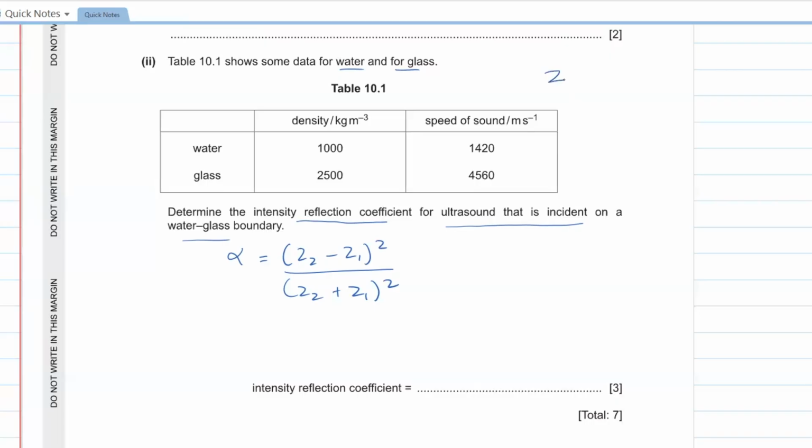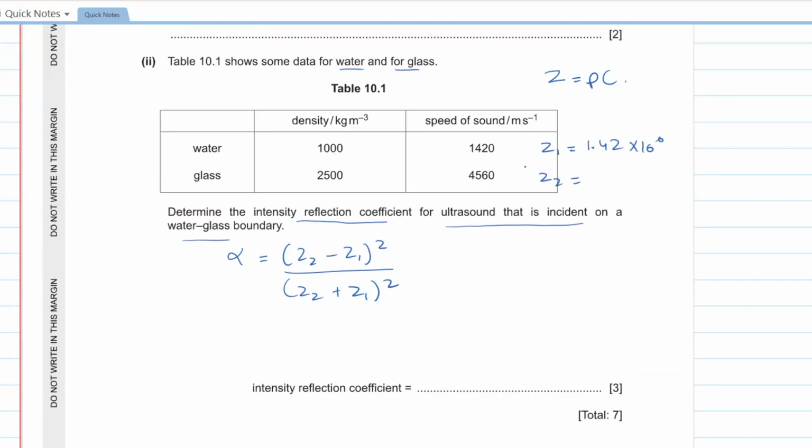Z has a very simple formula. You take the density and multiply it with the speed of sound. What is the density of water? 1000. What is the speed of sound? 1420. Can you calculate the Z1, or the Z for water? 1420 into 1000. This comes out to be 1.42 into 10 to the power of 6.